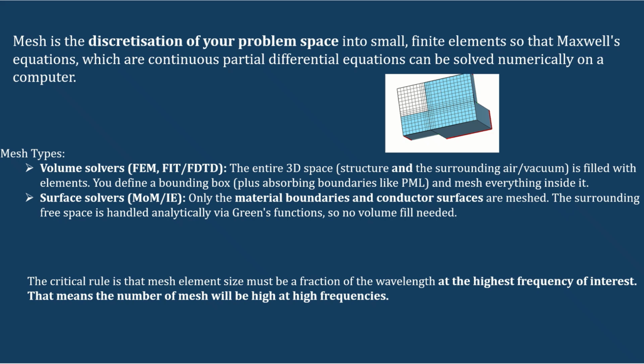So meshing is an important parameter that we have to consider when running any simulations. That is the discretization of the domain. If we are considering any solid structures like antennas, the discretization can be divided into two types: volumes, or surface discretization, where it considers only the surface. So there are two types of solvers, volume solvers and surface solvers.